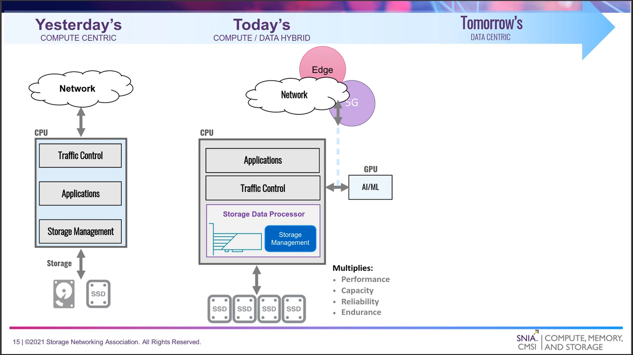It hides behind it or next to it SSD devices, multiple SSD devices, and it performs all these functions, accelerates them in hardware, and allows faster processing by the host. Note that the network in this model could be with a DPU or not, but we're still talking about hosts with x86 CPUs or similar, and that's why we call it a compute slash data hybrid approach.